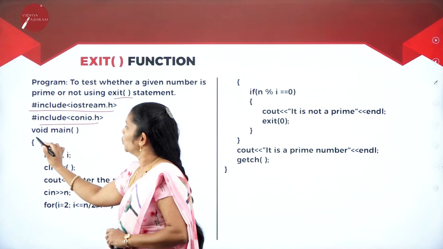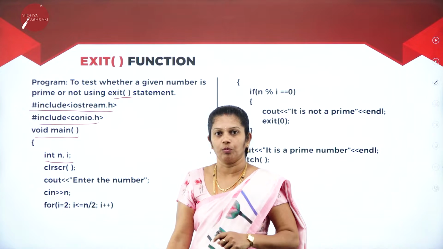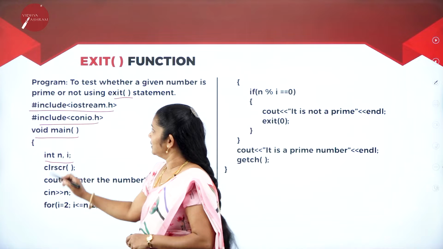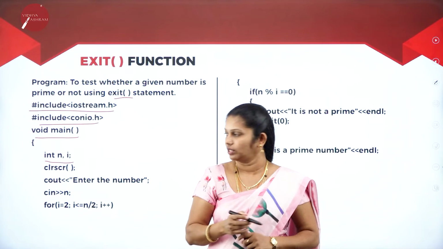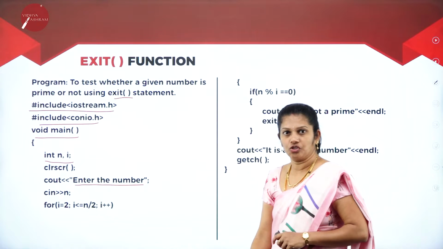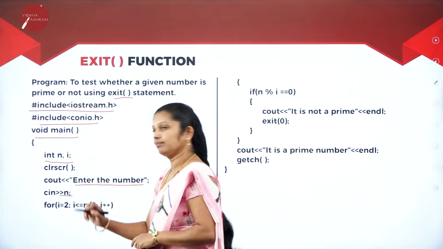Next, we start with void main. Here we are declaring two variables, n and i. For incrementation we use i, and n represents the number for which we are finding whether it is prime or not. As usual, the output screen first displays "enter the number", and then we input that number n.